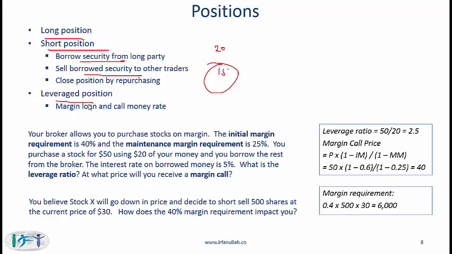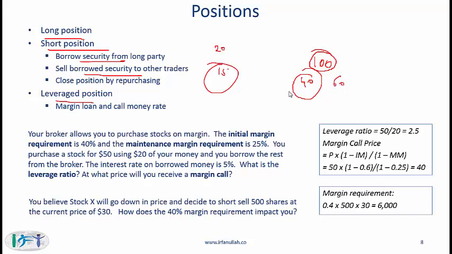A leveraged position is where you borrow money and use borrowed money to buy a stock. So a stock might be worth 100, and what you could do is put $40 of your own and borrow $60 to buy the stock. This would be called a leveraged position. In this situation, you might be asked to calculate the leverage ratio. The leverage ratio is the overall value of the stock divided by how much money you put in. So in this case, the leverage ratio is 100 over 40, which is 2.5. The leverage ratio magnifies your returns and it also magnifies your losses.